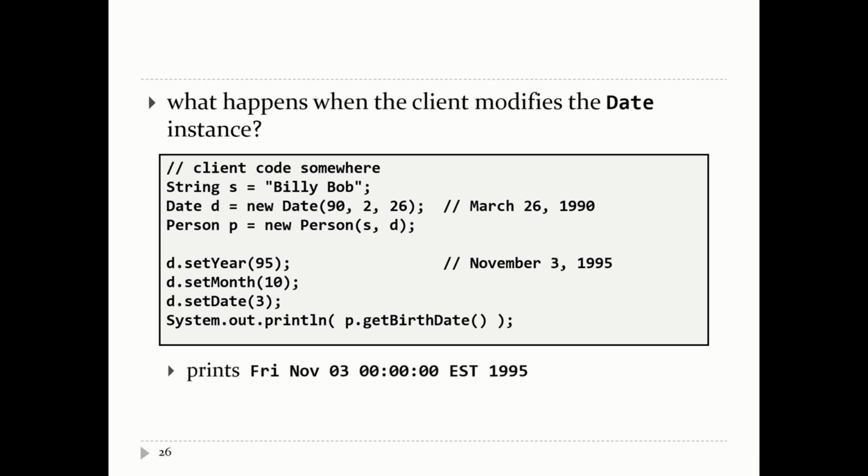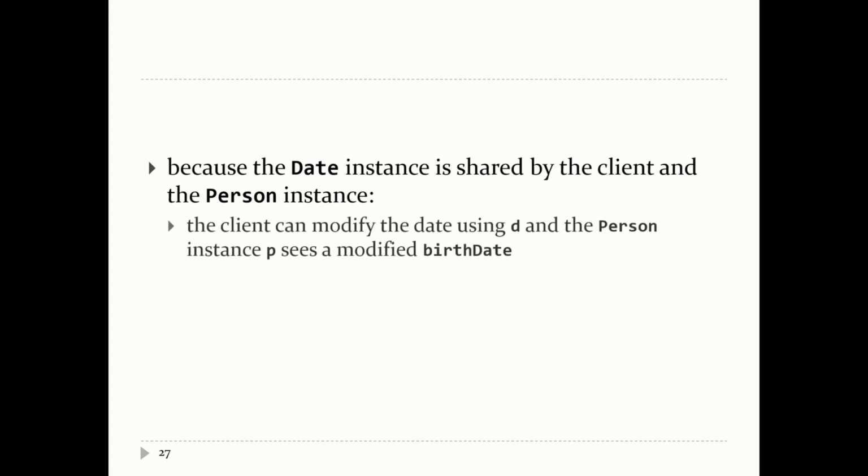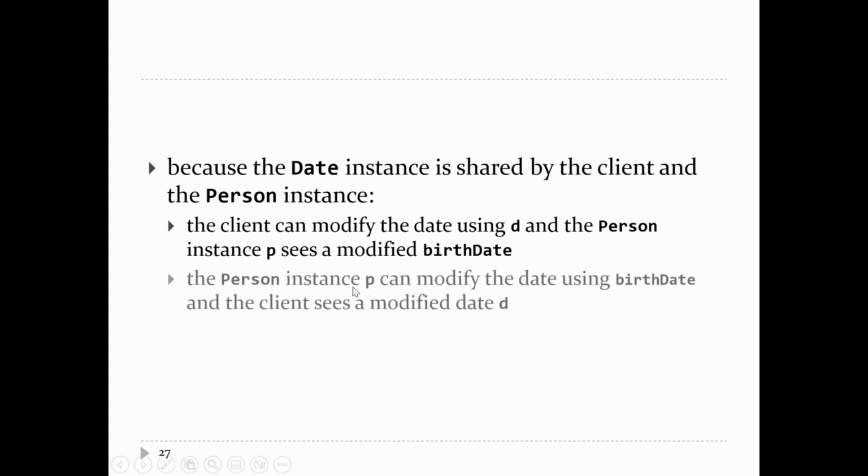That actually prints out midnight in the morning of Friday, November 3rd. Because the date object is shared between the caller and the person, the caller can modify the date using D, and the person object P sees the modified birth date. Similarly, the person instance P can modify the date, and now the caller sees the modified date as well.